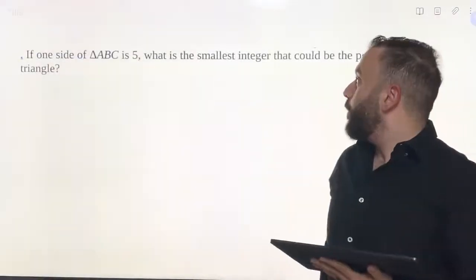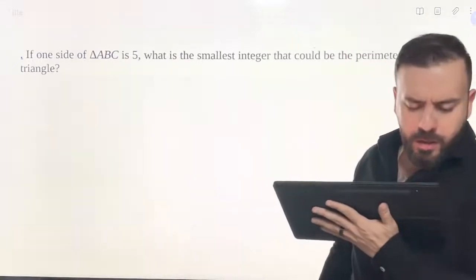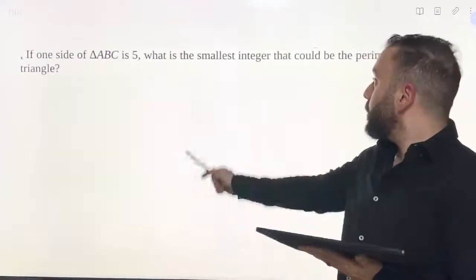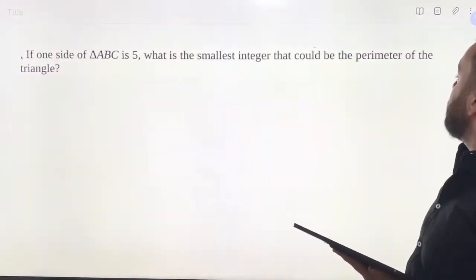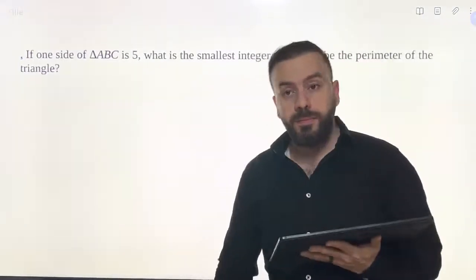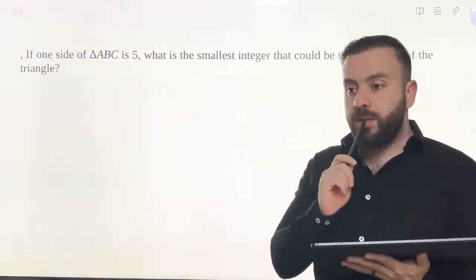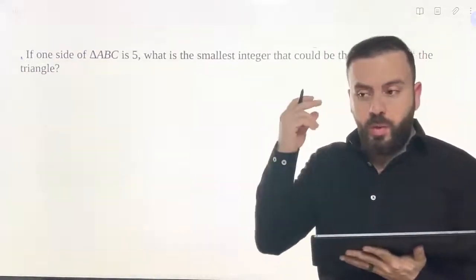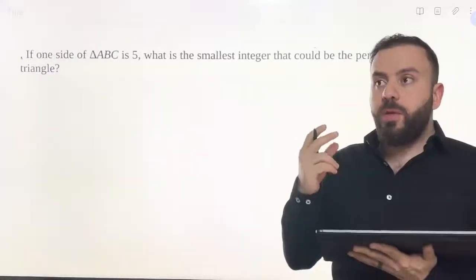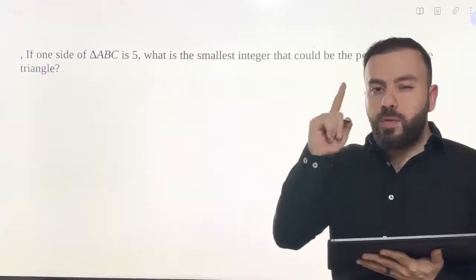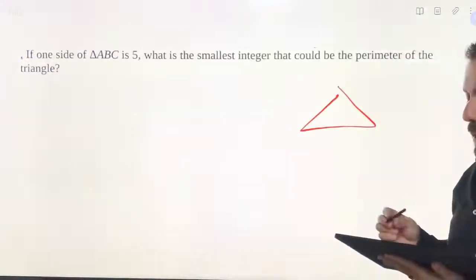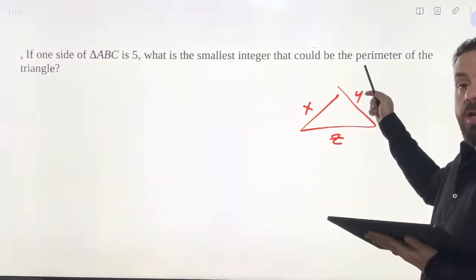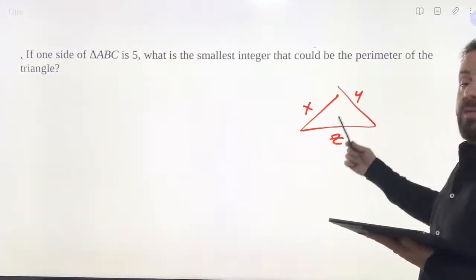Question 2. Now, the question is, if one side of triangle ABC is 5, what is the smallest integer that could be the perimeter of the triangle? See, such questions are really easy, but at the same time they are tricky. Starting with the idea of perimeter, I need to put in my mind that this is a triangle, and if its sides are x, y, and z, I should know that x plus y is greater than z, and x plus z is greater than y.